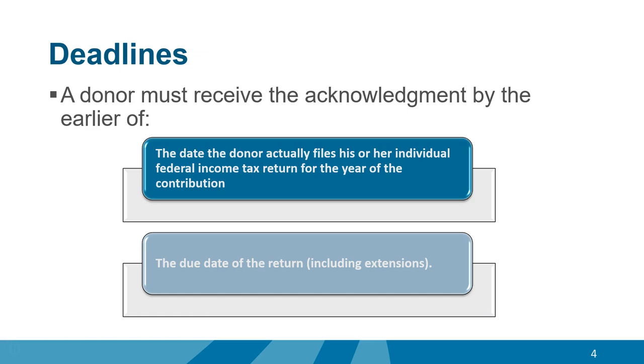The donor will need the acknowledgement by the time he or she actually files their federal income tax return for the year of the contribution or by the due date of the return. However, it is generally considered a best practice to provide the acknowledgement either shortly after receiving the donation or by January 31st at the latest, so the timing is in line with all of the other tax paperwork the donor receives, such as W-2s, 1099s, etc.